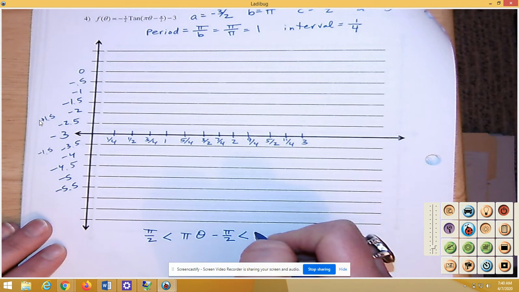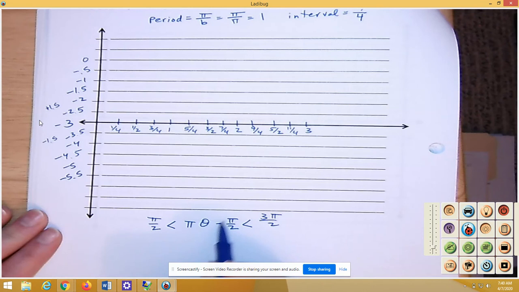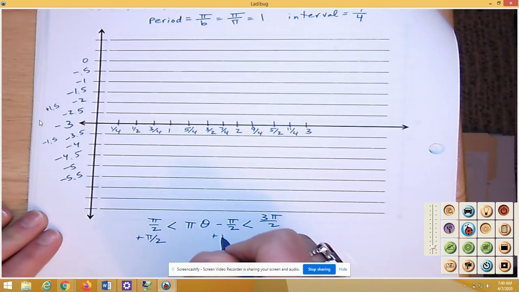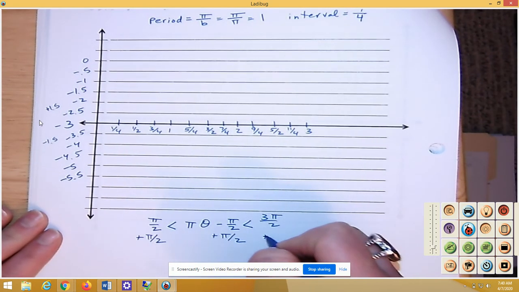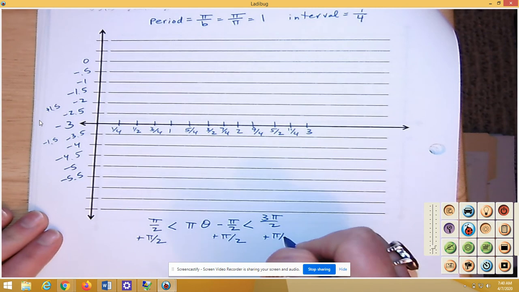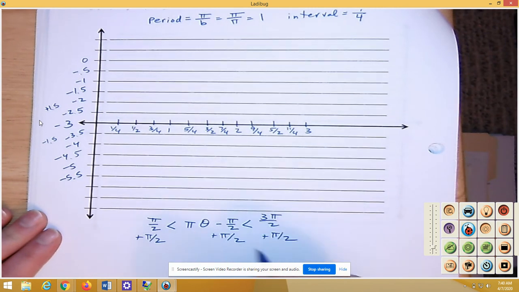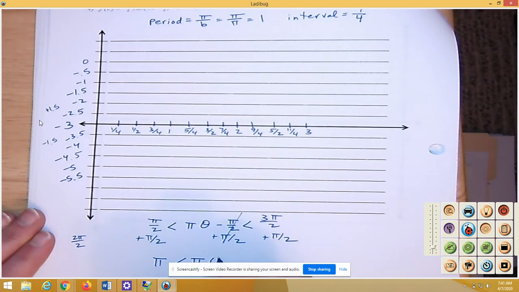All right, we're going to add my number. Doesn't feel like a number, but it is. Pi is just a number, so a number divided by 2. So don't let the fractions scare you. They're just representing numbers, so it looks worse than it is. So these cancel. Pi over 2 plus pi over 2 is 2 pi over 2. But 2 pi over 2 is just going to be pi. So this is going to be pi is less than pi theta is less than, now this is going to be 4 pi over 2. So it's going to be 2 pi.